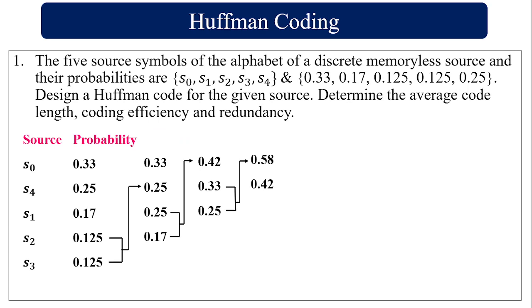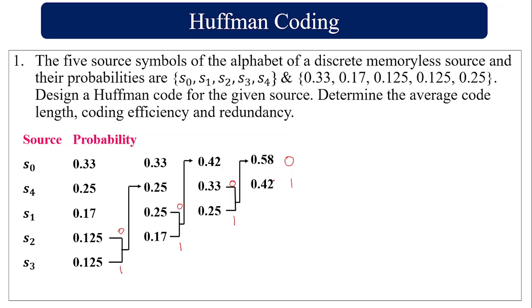Now we'll start coding in the reverse manner. We have to give the values here. The upper value will be 0 and the lower value will be 1. For the least probabilities that we have added, one should be allocated 0 and the other 1. So upper will always be 0, lower will be 1, at every stage. We have to code in the reverse manner.